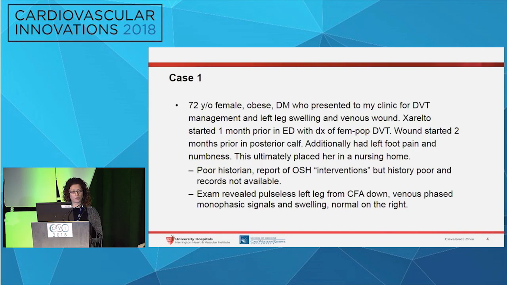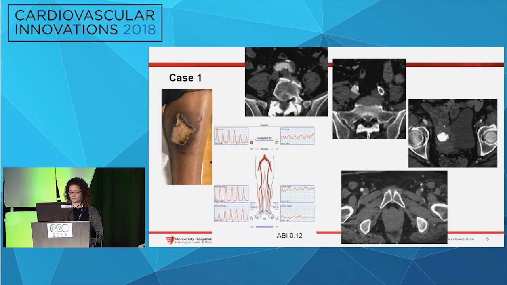and on exam she had a pulseless left leg, so not just a venous problem, all the way from her groin to the foot. She had barely venous phase signals at the foot, some significant swelling, and otherwise had a normal right leg on exam. So here are some pictures of the patient. Clearly an atypical wound, not a typical venous wound, a very extensive, large wound.